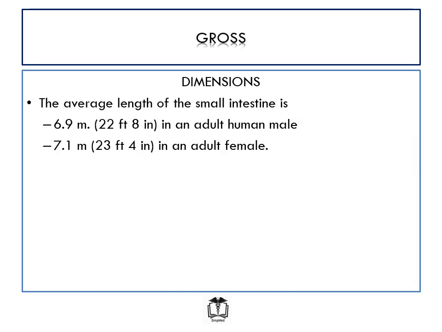In terms of the dimensions of the small intestine, in the adult human male, it measures about 6.9 meters, which amounts to about 22 feet 8 inches. In the female, it's about 7.1 meters, also amounting to about 23 feet 4 inches. And the small intestine tends to be distinguished from the large intestine in terms of its width. So in terms of its width, it is smaller compared to the large intestine.